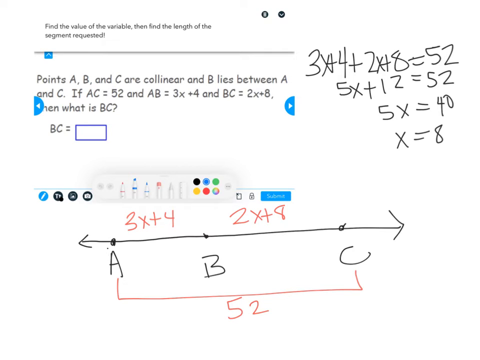Now I need to do some substitution, so I'm going to take 8 and plug it in for x here because the question's asking for BC, and BC is this distance right here. So all I'm going to have to do is substitute that in. So I've got 2 times 8 plus 8. So that's 16 plus 8, which is 24. So BC should be 24.